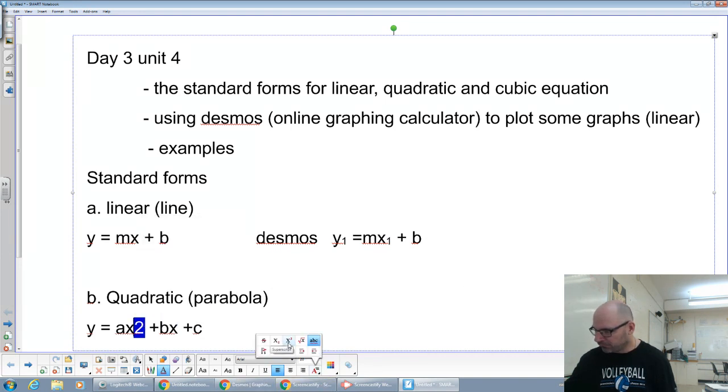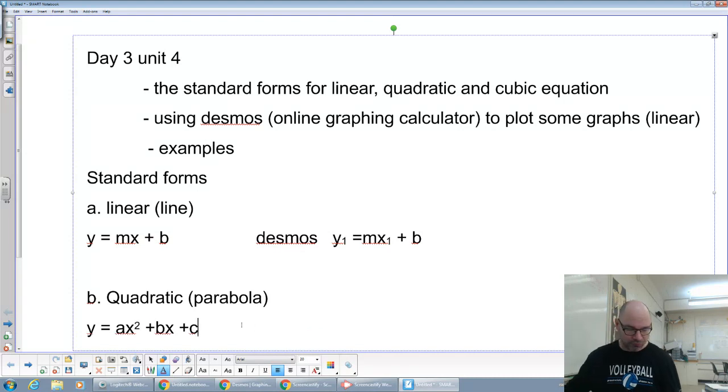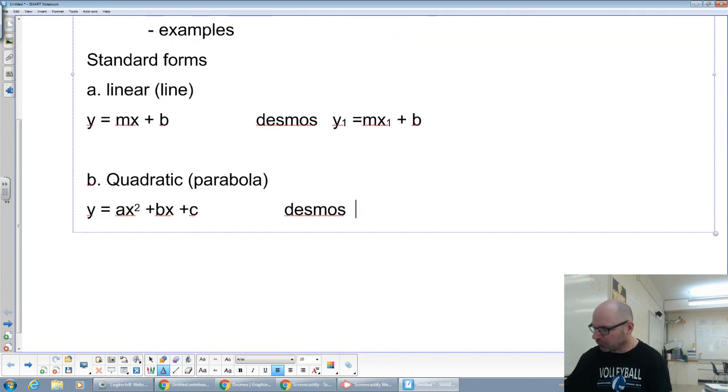So it's a squared term, like that. If we do it on Desmos, we have to put the subs in there. Okay, so in Desmos, it would look like this: y1 equals a x squared 1. I don't know how to do this on both of them here, so I'm going to have to use a marker on that one. It'll look like this. Let's move this up a little bit so I can write better.